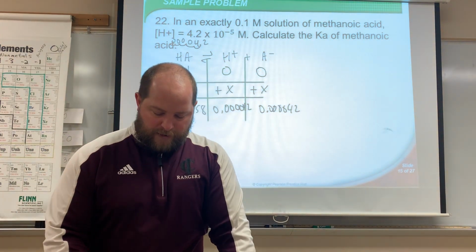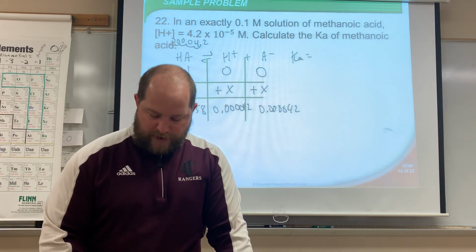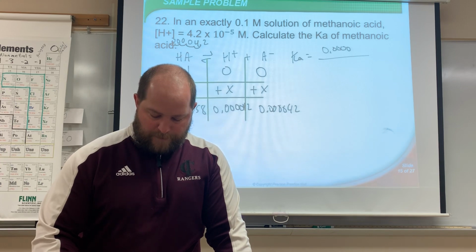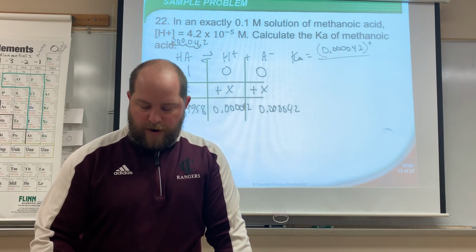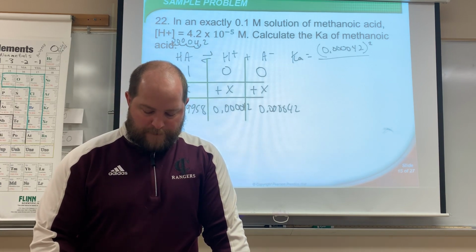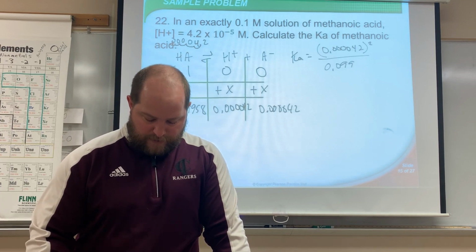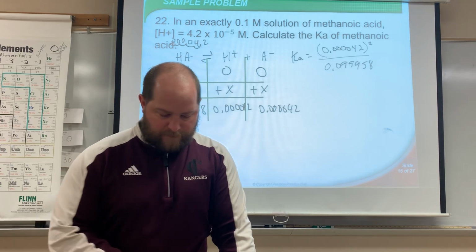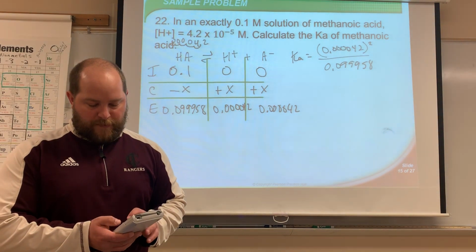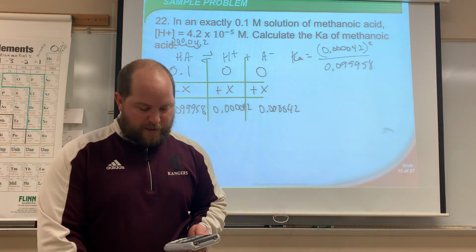So now we'll calculate the Ka. The Ka is just products over reactants like we did in chapter 18. 0.000042, I'm going to square that because it's just easier, and then divide that by 0.099958. Okay, so here we go. 0.000042 squared divided by 0.099958. I get a Ka value.